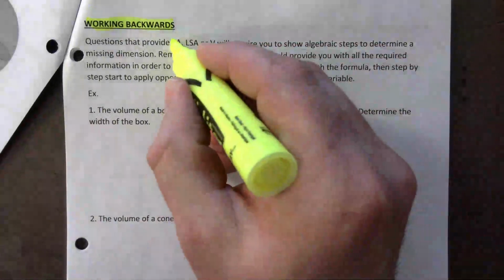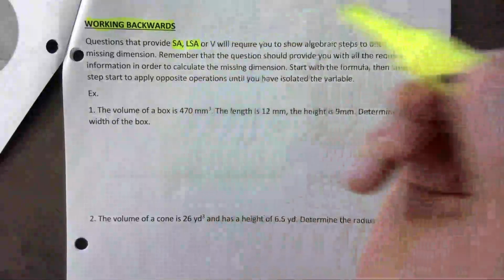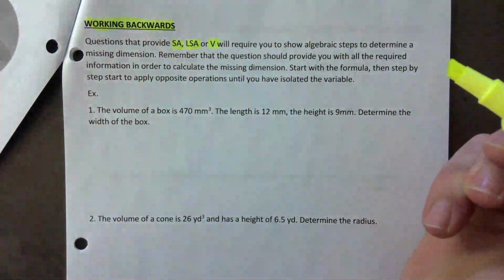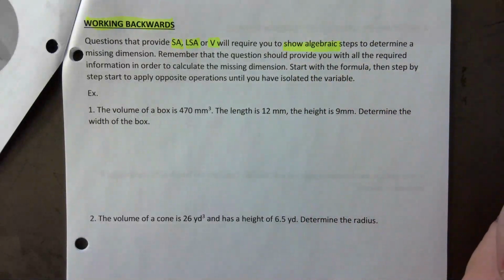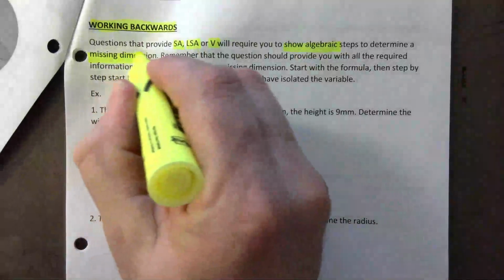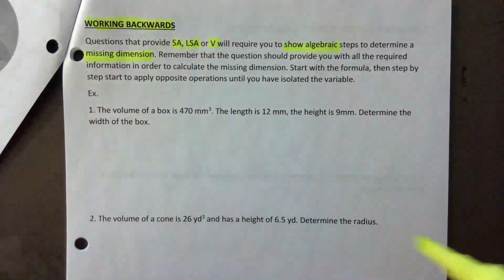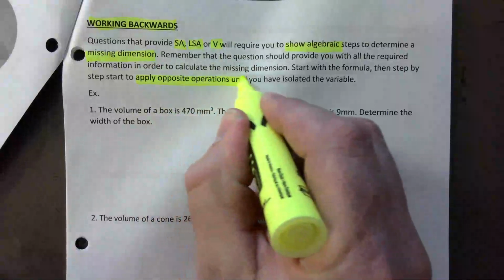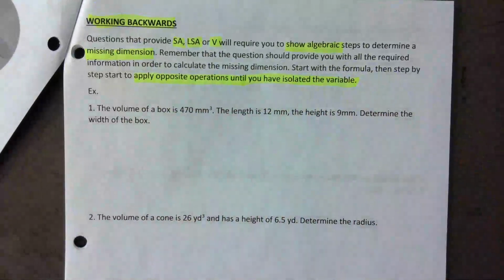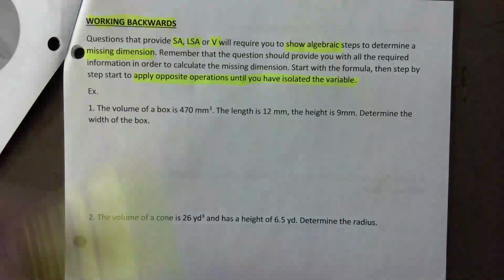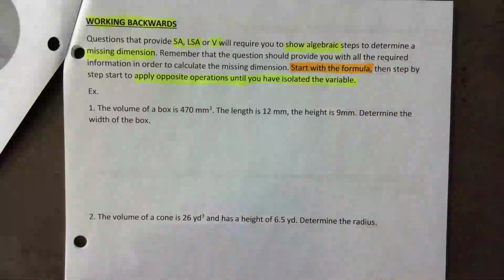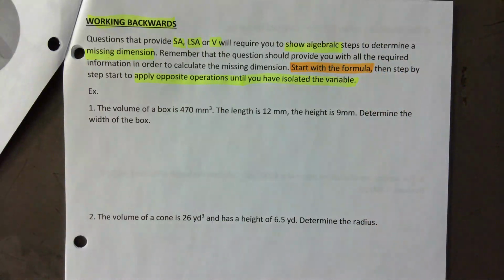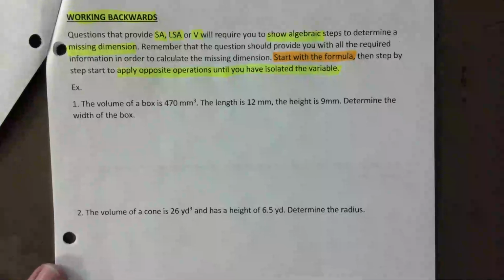So if the question ever provides you with surface area, lateral surface area, or volume, you will have to use some algebra to come up with a missing dimension. Basically you apply opposite operations until you have isolated the variable in question. But importantly, you need to figure out which formula you are going to start with. You need to identify what shape we are talking about.